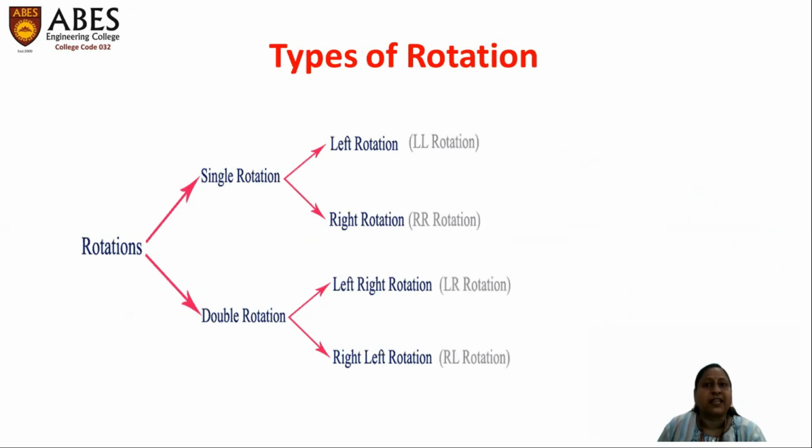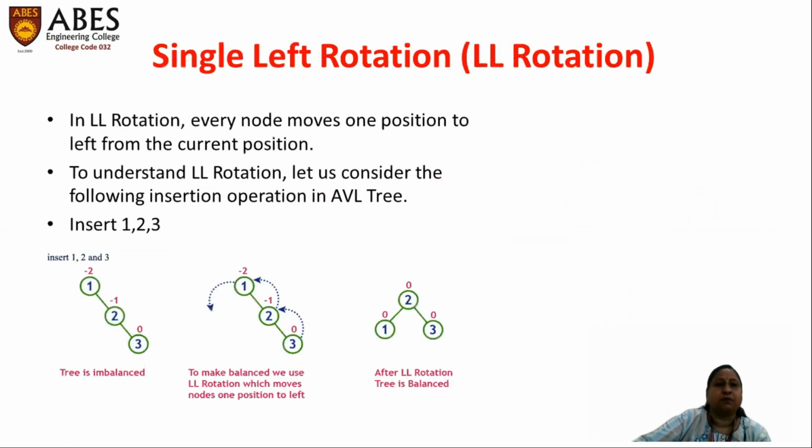When we look at the types of rotations, rotations are of two types, single rotation and double rotation. Single rotation can be done in two ways, left rotation and right rotation, while double rotation is also done in two ways, that is left-right rotation and right-left rotation. Let's see each and every rotation one by one. First, let's see the left rotation. That is a single rotation, left rotation.